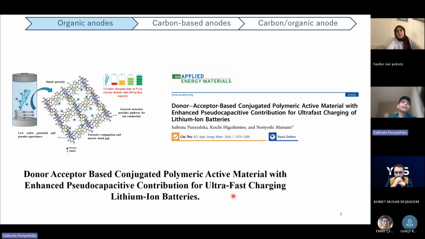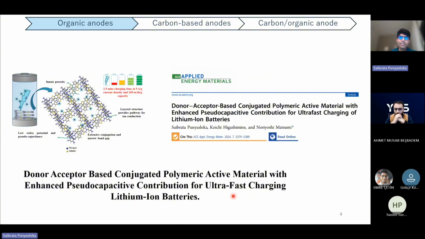But the materials I worked on are pseudocapacitive. In pseudocapacitive storage, some amount gets stored in the layers. If you are familiar with the graphite structure, it is more like stacked layers, so the lithium goes in between those layers.